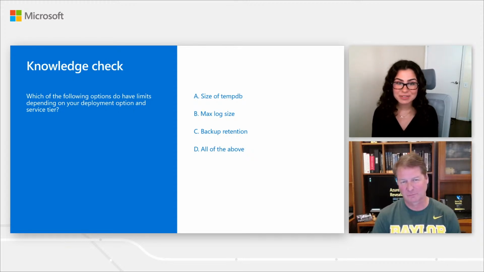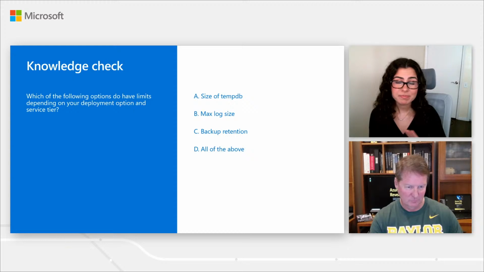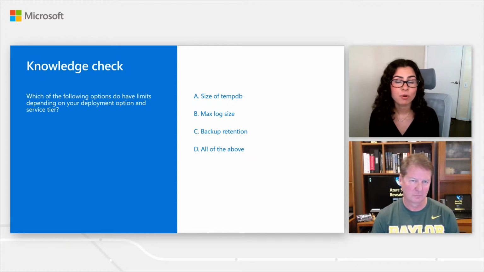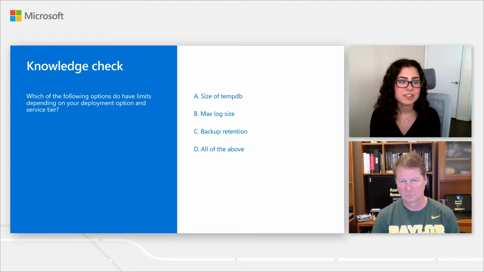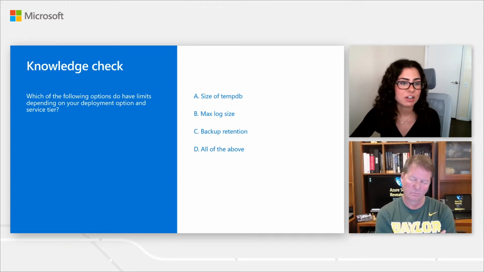And so we're going to continue the knowledge checks here. If you want to participate in giving your answer, just feel free to add it in the chat, or if you're streaming through us with Learn TV, that's going to be the best because you can actually fill out the poll and we can get a look at all the different answers that you have. But this first question is, which of the following options have limits depending on your deployment option and service tier?